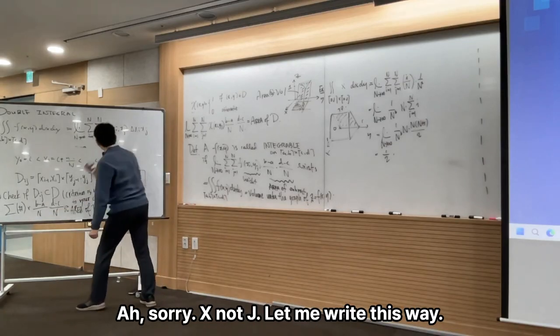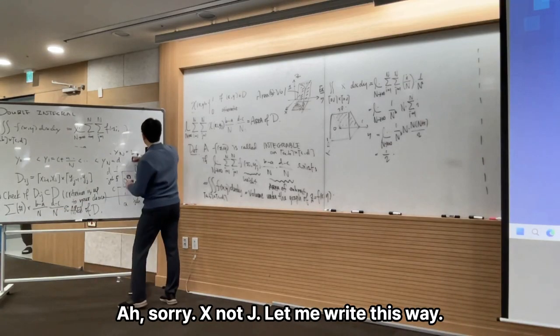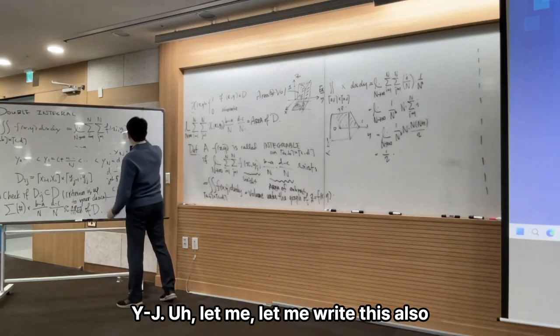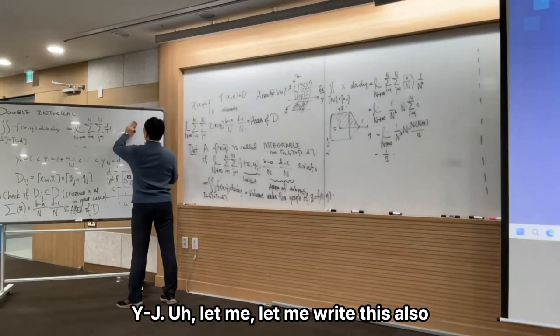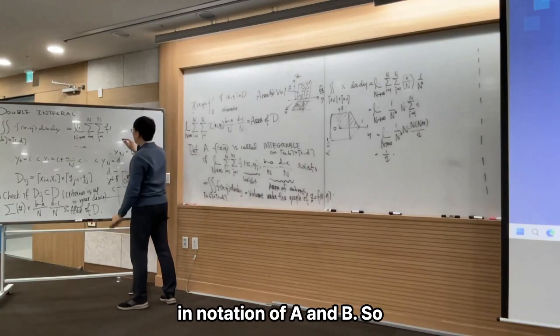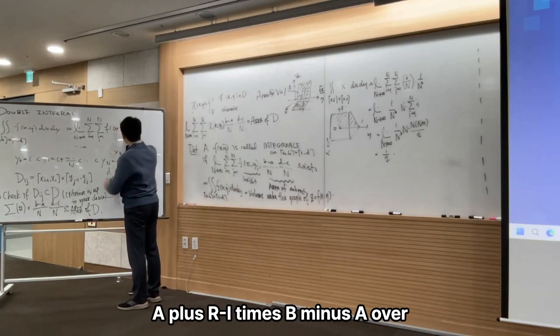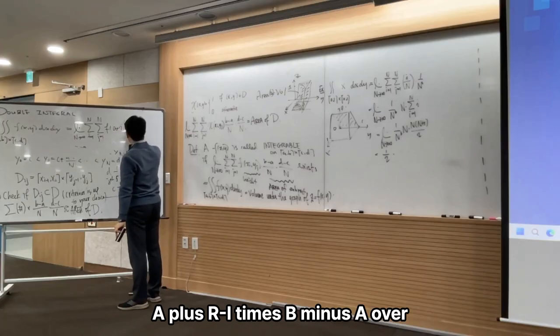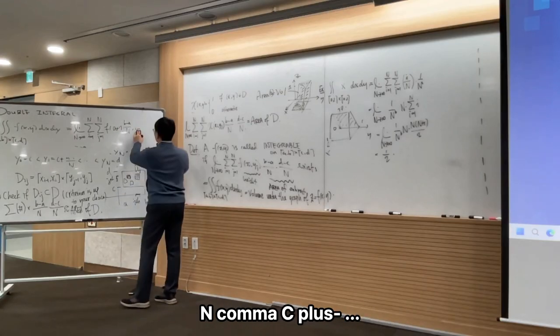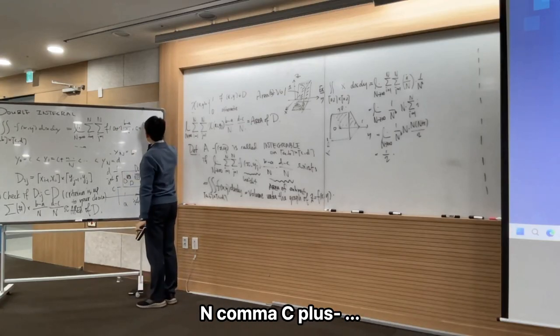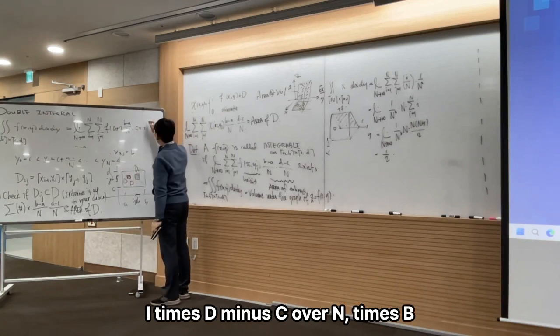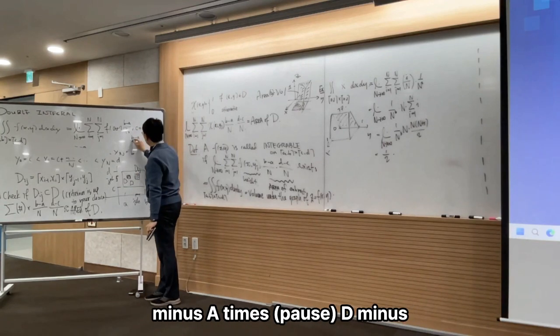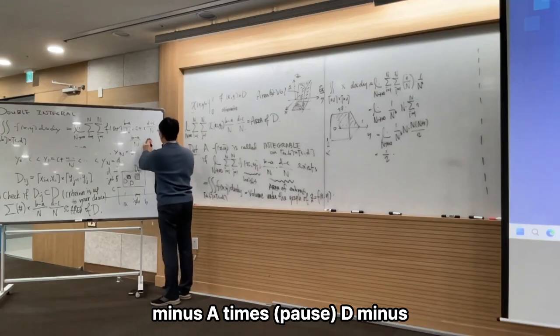Sorry, x, not j. Let me write this way, x_i, y_j. Let me write this also in the notation of a and b: f of a plus i times (b minus a) over n, comma, c plus j times (d minus c) over n, times (b minus a) times (d minus c) over n squared.